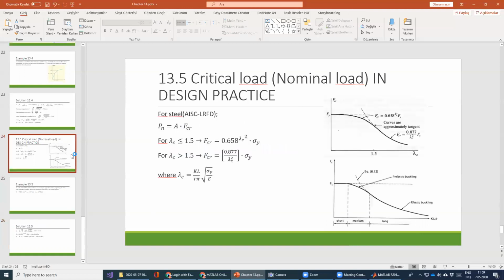Also, a graphical illustration is helpful. You can see this is the inelastic buckling and elastic buckling. In here, there is a limit of 1.1. If our lambda C is greater than 1.1, we call this the elastic buckling formulation. If it is smaller, you will use the inelastic buckling case.